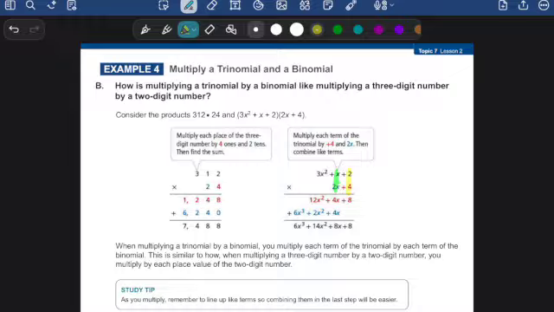And then you multiply. So now we're multiplying. You're going to do 2 times 4 is 8. 4 times x is 4x. 4 times 3x is 12x squared. And then we move over. And then we do the other multiplication, the other partial products.